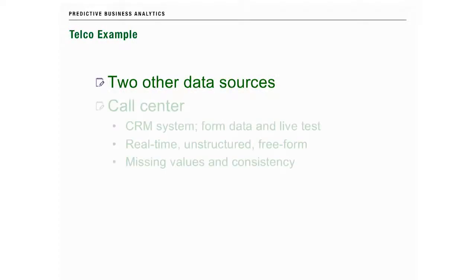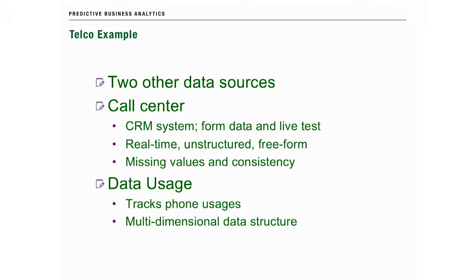Continuing the telco example, there are two possible additional data sources that will be more difficult to integrate: call center data and usage data. The first, call center data, is stored in a CRM system and includes all form data from a call plus any live text notes entered by the agents. It is real-time data, unstructured, contains free-form text as well as customer-entered form data. Missing values and consistency of data are big issues here. The second, usage data. This data tracks location, app usage, call patterns, etc. from the phones or devices that the customer owns. The data is stored in a large-scale multidimensional database structure.